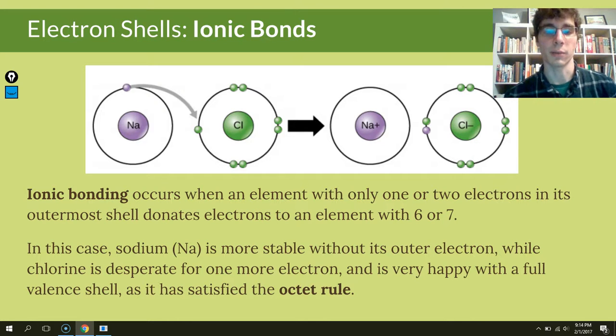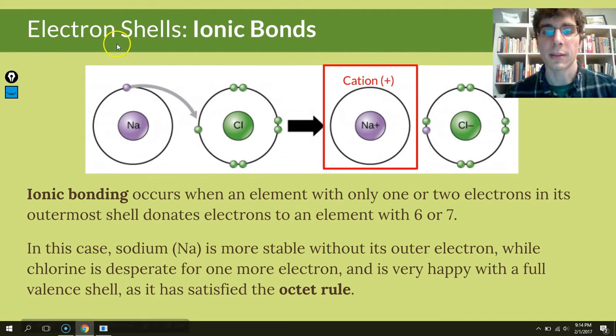In this case, sodium is more stable without its outer electron, while chlorine is desperate for one more because it already has 7. And it's going to be much more happy with a full valence shell. And when it's done that, it's satisfied its octet rule. And when this happens, here's our products.